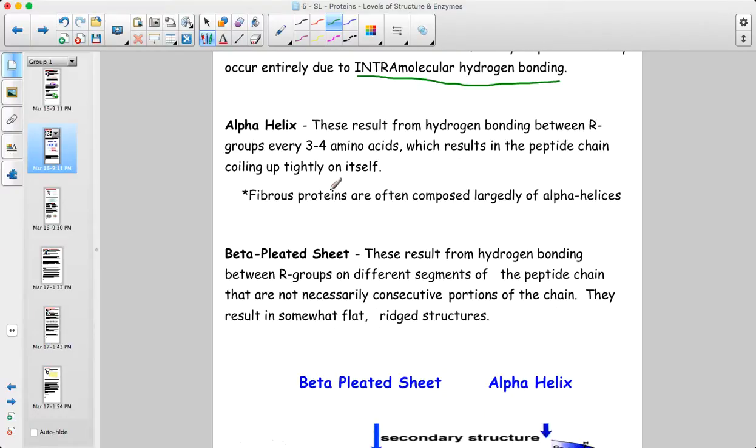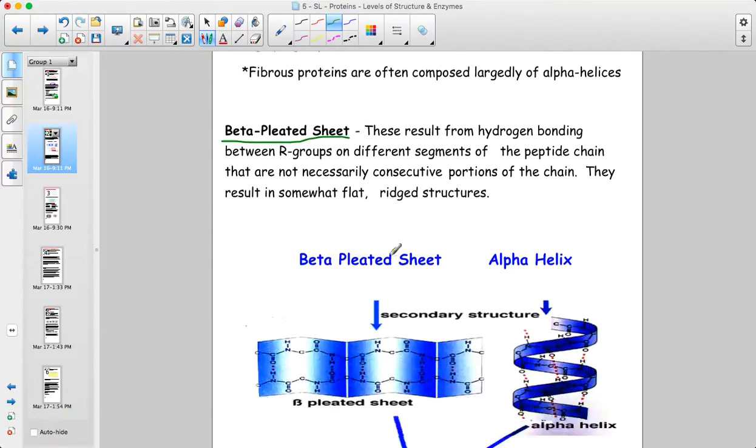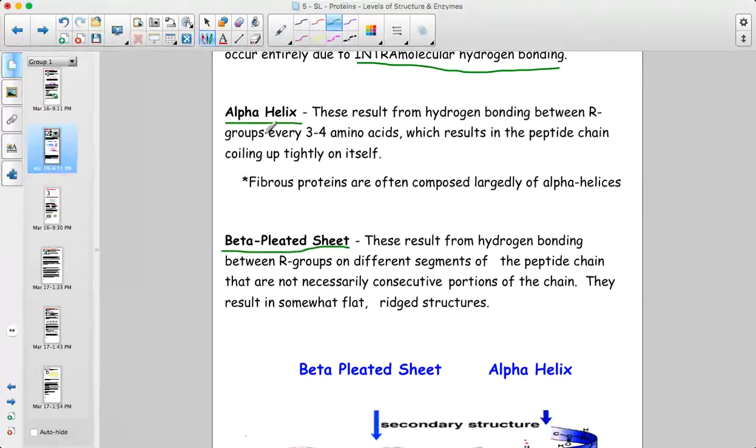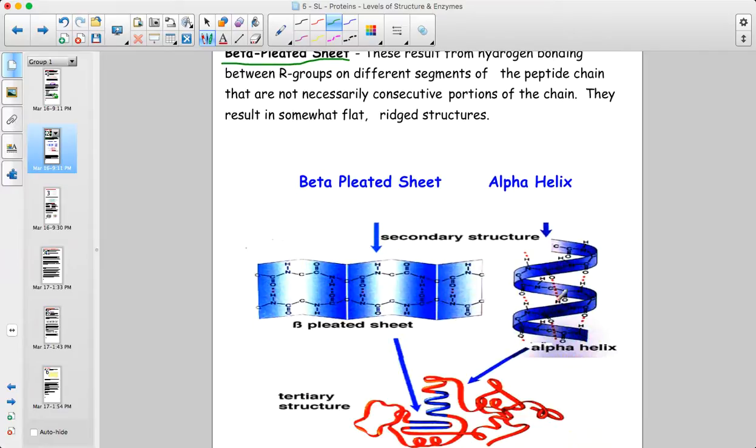The two shapes that you should know by name are the alpha helix and the beta pleated sheet. Okay, so an alpha helix is sort of a coil. Okay, so it's like a spiral. And so alpha helices result when there are a bunch of R groups near each other on a chain, about 3 or 4 amino acids apart, which can hydrogen bond with each other. So you can see these dotted red lines in the diagram represent different parts of the chain that can form hydrogen bonds with one another.